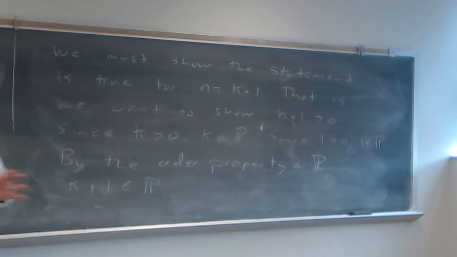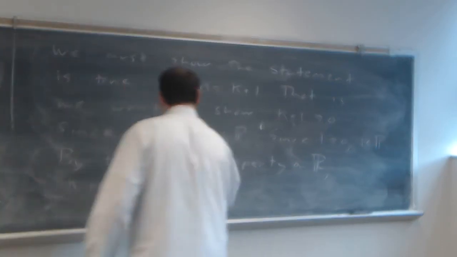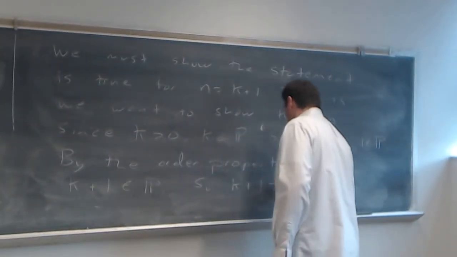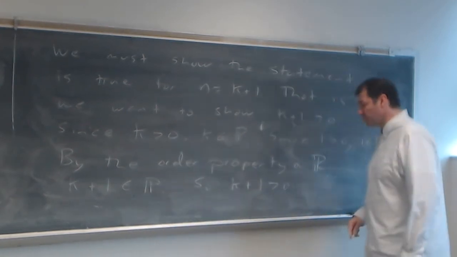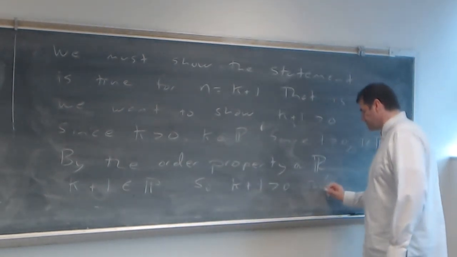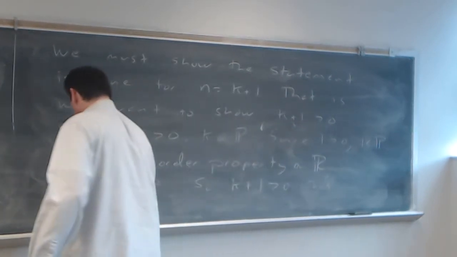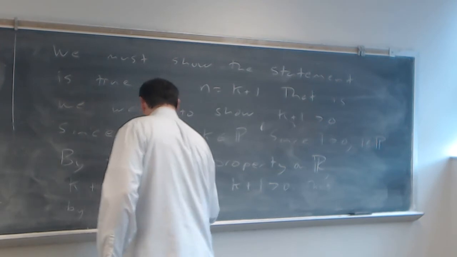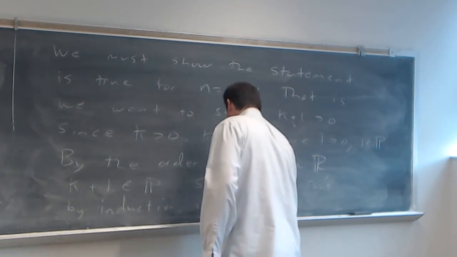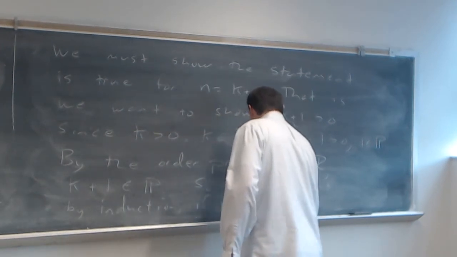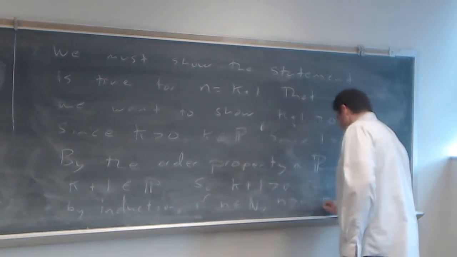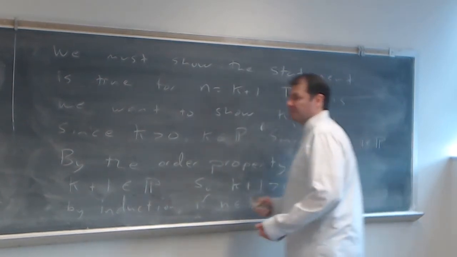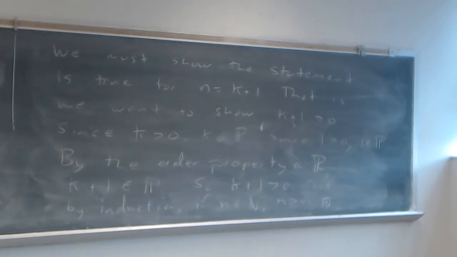But that's equivalent. If you're a positive number, that means you are greater than 0. That's right. And that's what I set out to prove, okay? Thus, by induction, if n is an element of the natural numbers, n is greater than 0. And so that proves this part of the theorem, and that was the last part of the theorem. So that's the whole theorem.